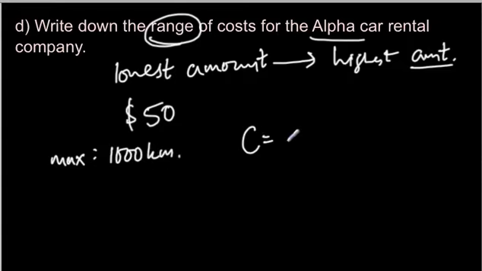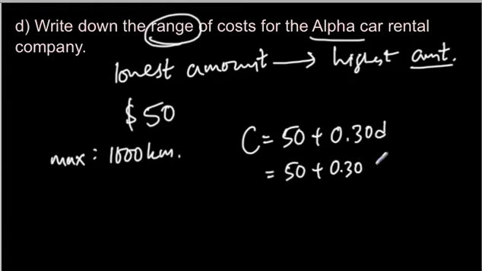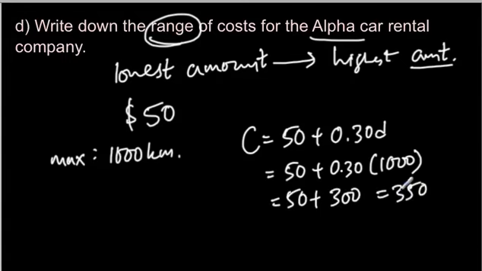So C is equal to 50 plus, this is my cost function, 0.3D, right? So it's equal to 50 plus 0.30 times 1,000, because remember, D stands for the number of kilometers. So that's equal to 50 plus 300, which is equal to 350. So in other words, the max that I'm going to pay is $350. So my lowest amount is 50, and my highest amount is $350. So how do I write that as a statement?